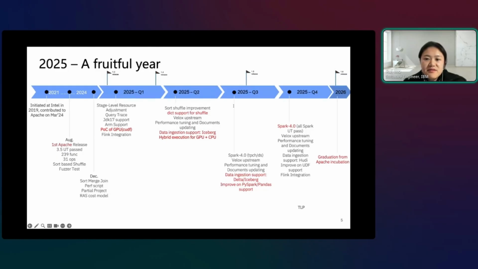2025 was a very fruitful year for Gluten. We continued strengthening execution capabilities, improving performance and stability. And since March of 2026, Gluten has become an Apache top-level project.